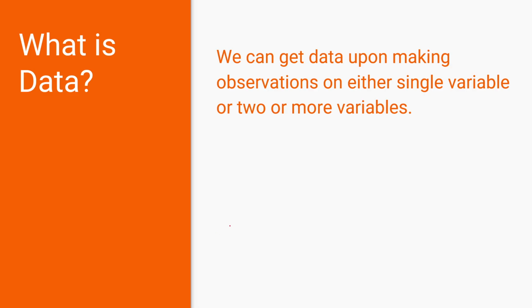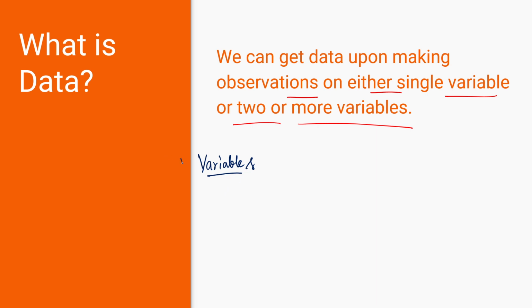Next is, what is data. So we understood what is a variable and a characteristic, and what is the meaning of categorical and numerical variable. Now let's see what is data. Data is something that we can have upon making observations on either a single variable or two or more variables. Means if we have the variables, that is our characteristics, then in these variables, data should be the observation that we are making upon one or more variables.